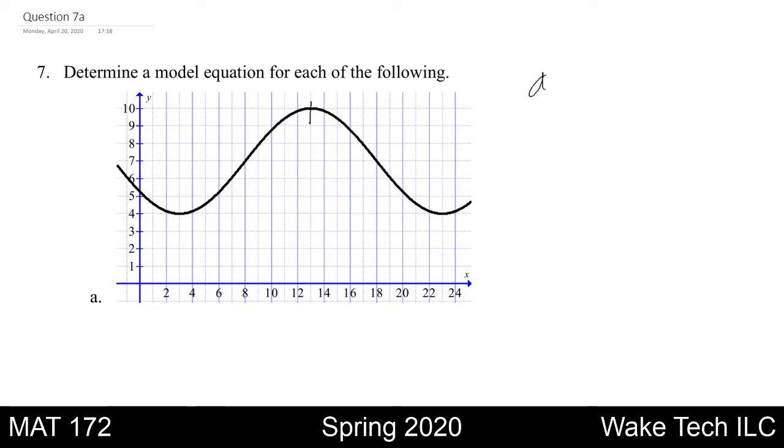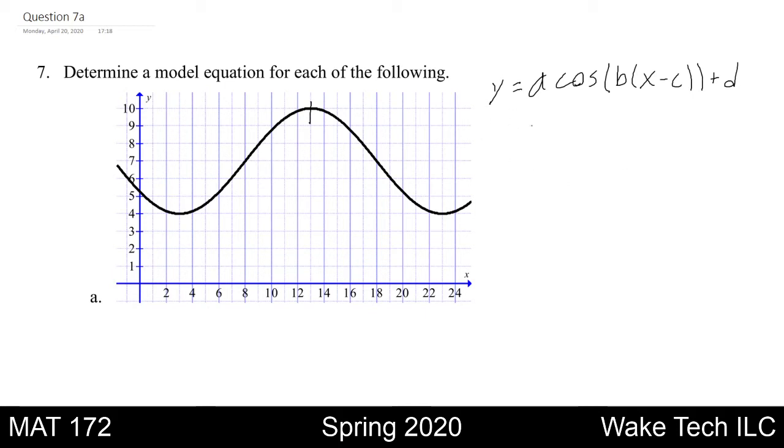Our formula is A cosine of B times x minus C, plus D. And we're going to say y equals, because our variables are y and x. Alright, knowing all this, we can start plugging in some values.